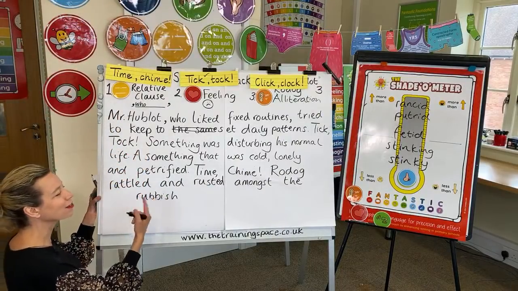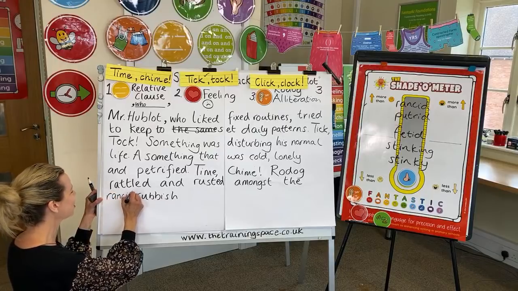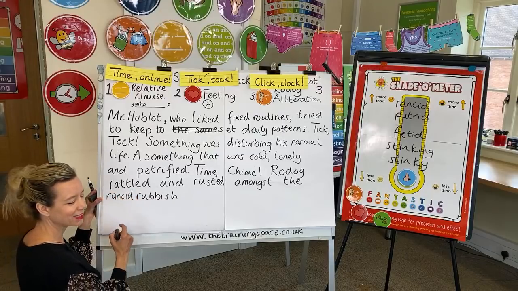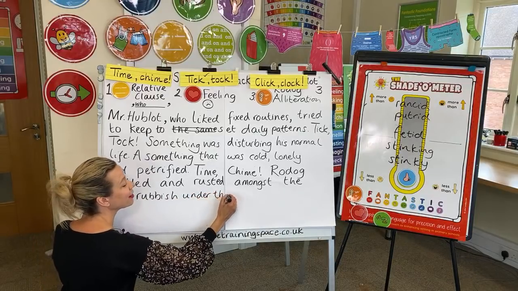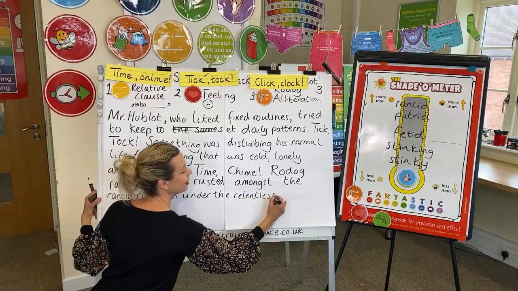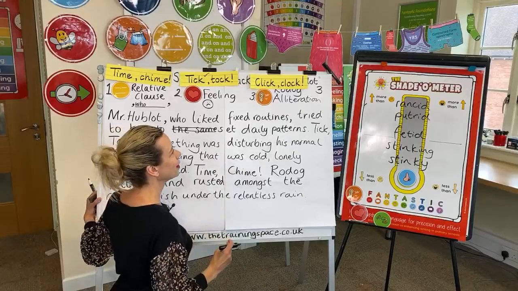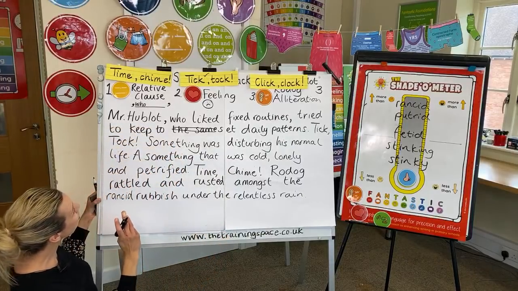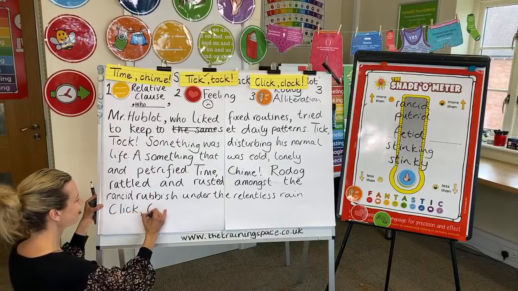Oh, and now it will work in my alliterative sentence. Road dog rattled and rusted amongst the rancid rubbish under the relentless rain. I'm going to finish with one of the time little chunks there, and I haven't used click, clock.